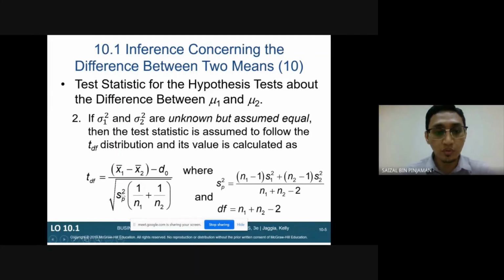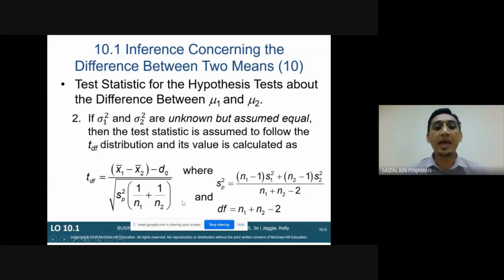s squared subscript p here represents the pooled variance, multiplied by 1 over sample size 1 plus 1 over sample size 2. How do we obtain this pooled variance from the sample? By using this formula that we have here. Pooled variance is equal to sample size 1 minus 1 times variance for sample 1 plus sample size 2 minus 1 times variance for sample 2 divided by sample size 1 plus sample size 2 minus 2.